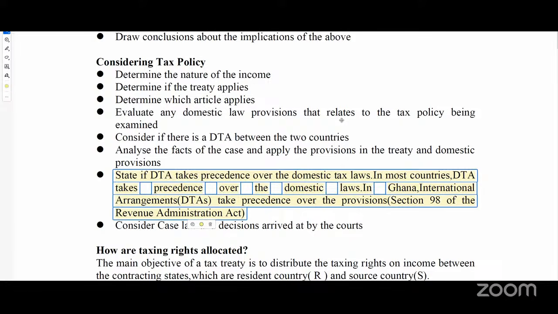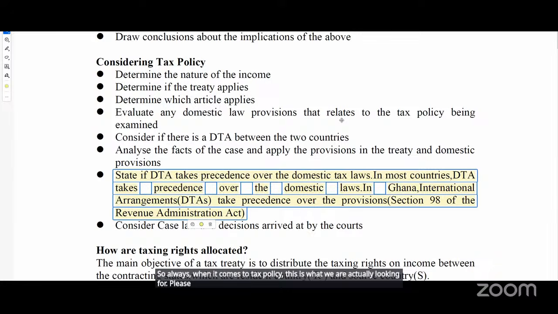Yes, sir. Everybody okay? Did you get what goes into tax policy? So always when it comes to tax policy, this is what we are looking for. Please don't ever forget this. You being able to do this alone tells you that you are serious and you are ready for the game.